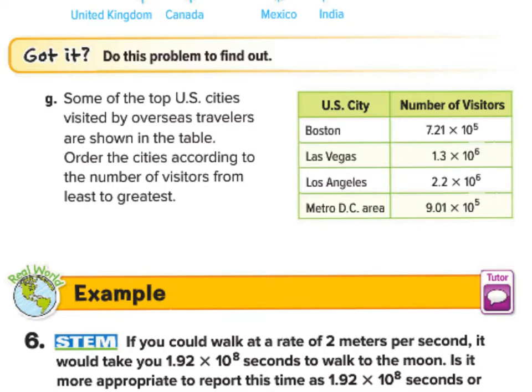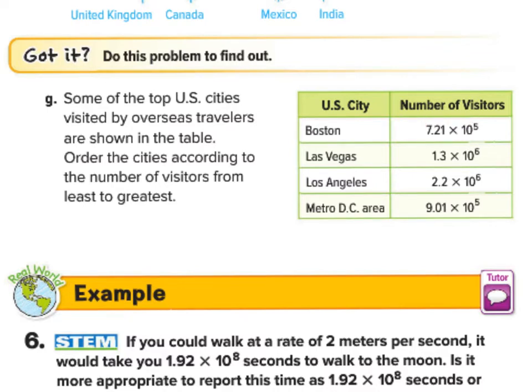Here we have another example so that we can practice. Some of the top U.S. cities visited by overseas travelers are shown in the table. Order the cities according to the number of visitors from least to greatest. So these are the famous cities in the United States, and these are the numbers of visitors they saw.